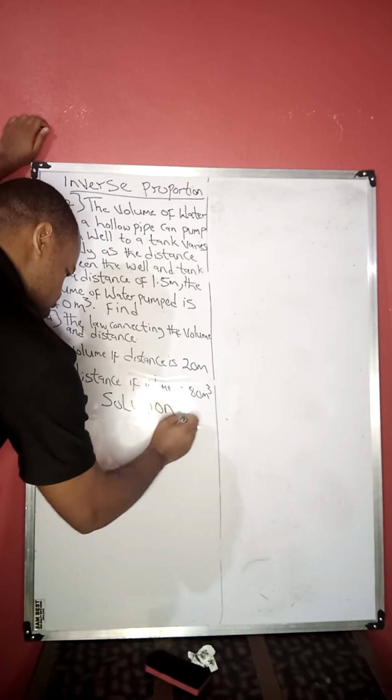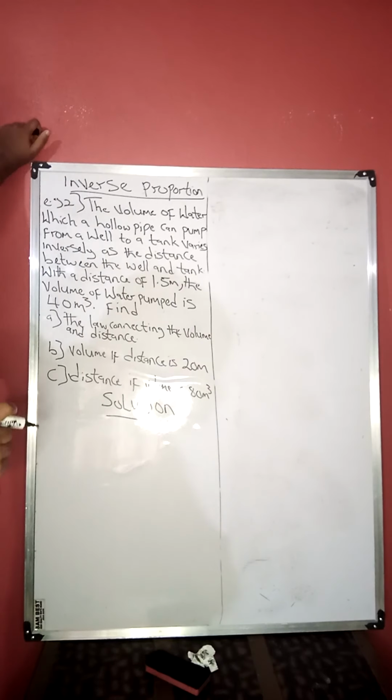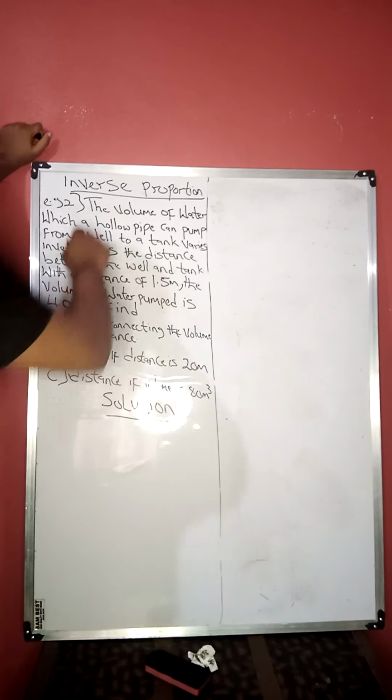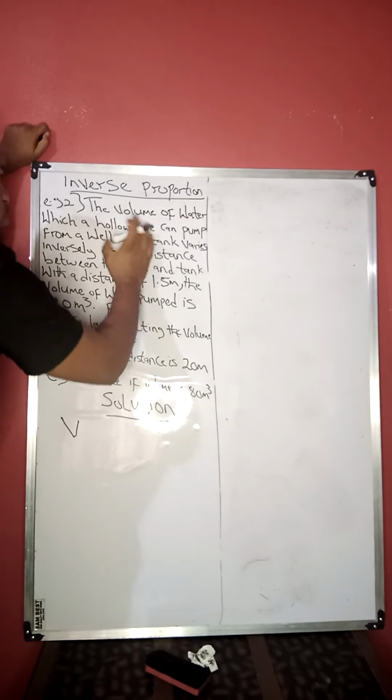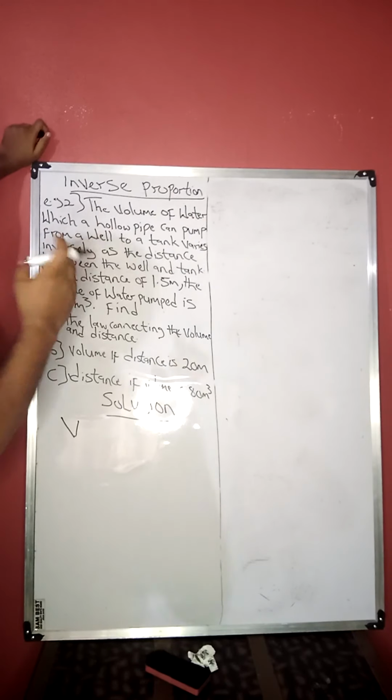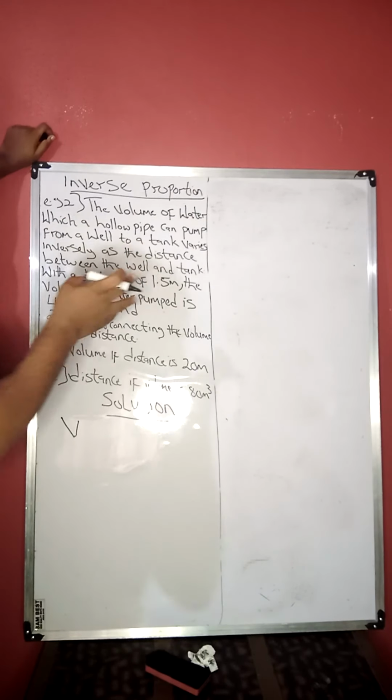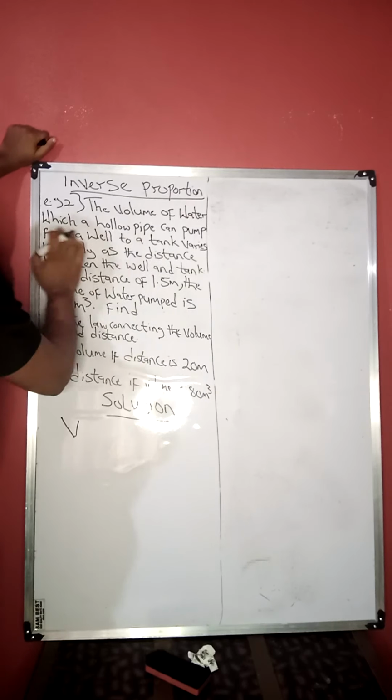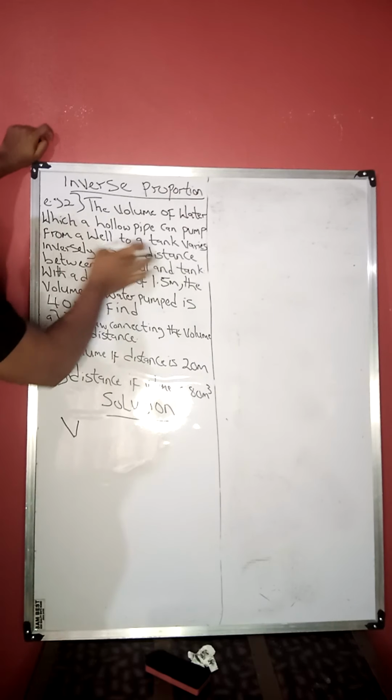So you always start your questions with solution. Alright, now solution. Let's come to the question. They say the volume. Let's represent volume by V. The volume of water which a hollow pipe can pump. Leave all these stories. Just read them, but don't put much interest in this. The volume of water which a hollow pipe can pump from a well to a tank.